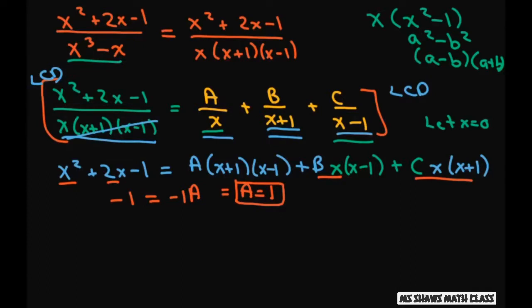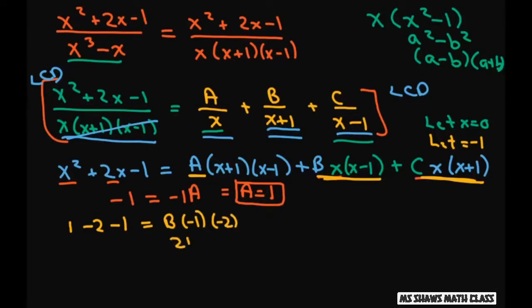Now let's let x equal negative 1. If you let x equal negative 1, that's going to cancel out this C part, and it's also going to cancel out the A part. So negative 1 squared is 1, minus 2 minus 1 equals, and the only place it's going to work is with this B. So that's going to be B times negative 1 times negative 2. So it's going to be 2B equals negative 2. So B is going to equal negative 1.